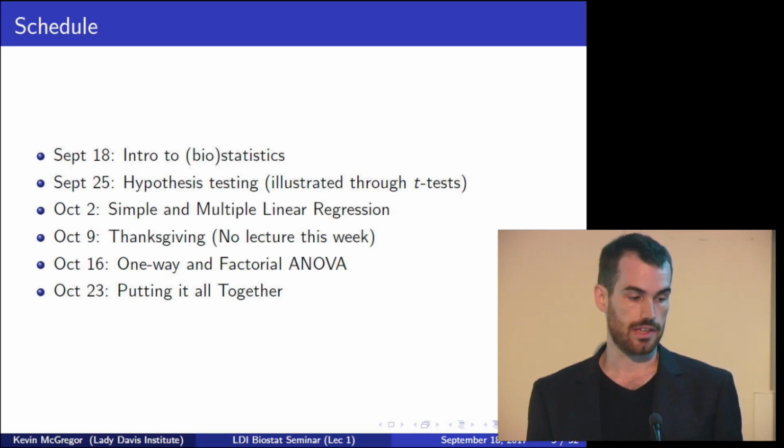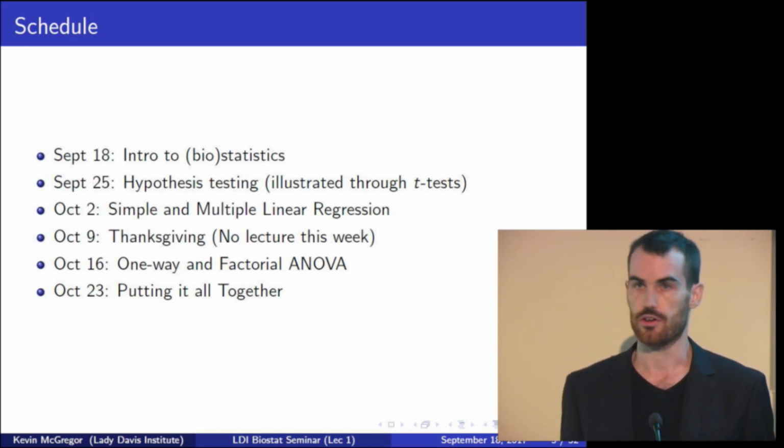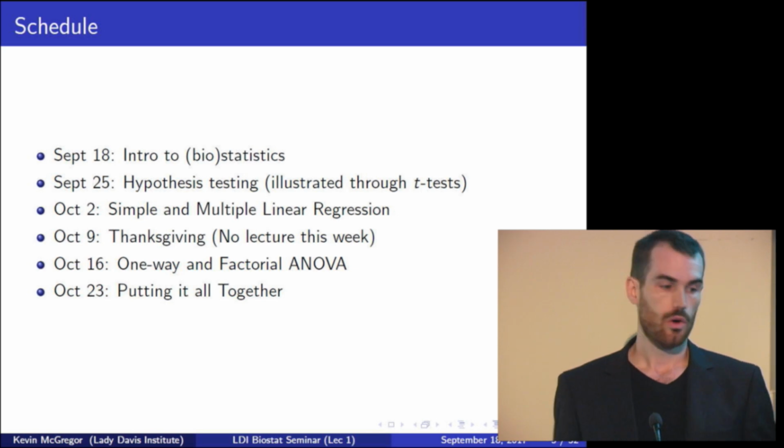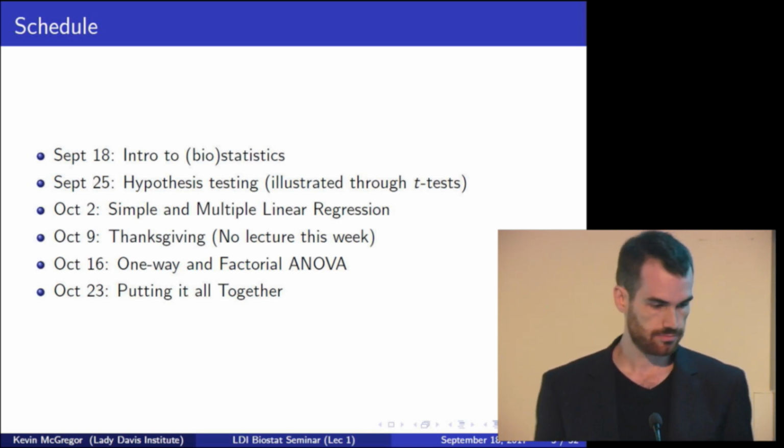And then on the 16th, one-way and factorial ANOVA, and then on October 23rd, just a very general putting it all together. Okay, I have statistical data. What should I do? Where should I begin? And how to report results.